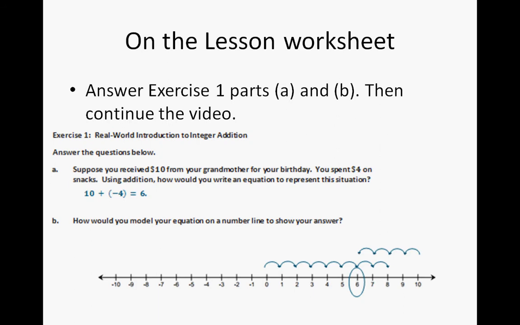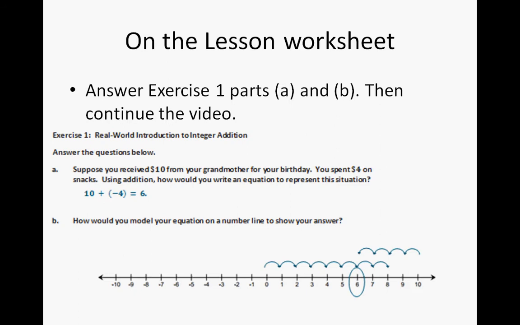So suppose you received $10 from your grandmother for your birthday. You spent $4 on snacks. Using addition, how would you write an equation? Well, that would look like 10 plus a negative 4 equals 6. And again, negative 4 needs to be in parentheses because we don't want two signs next to each other.